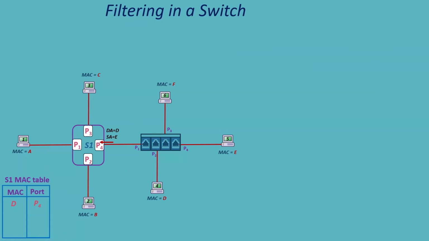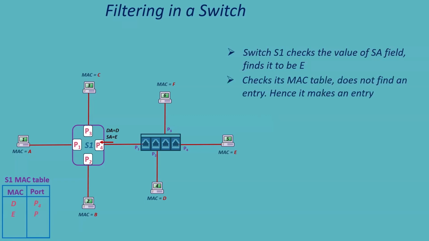Step 1, check the source address field of the frame. Source address field value is E. Check if the MAC table has an E in there or not. It does not have E, so it is going to create an entry E. But before creating an entry, it checks what is the port on which it received, port P4. So learn that E resides on port P4. Okay. Done. So far, so good.